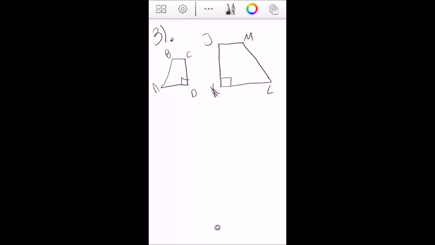Alright, so on to 31. 31 says the two trapezoids in the figure are similar, with ABCD being similar to LMJK. Kind of similar to the problem we just did up top. And then it says if AB equals 10, so let's just fill this in as we go. AB equals 10. And it says that AD equals 12. CD equals 8. Finally, LK equals 18. It wants us to find LM.